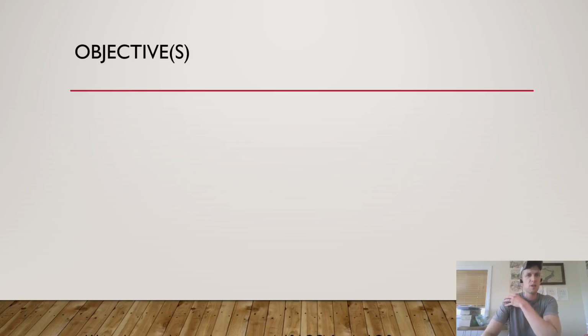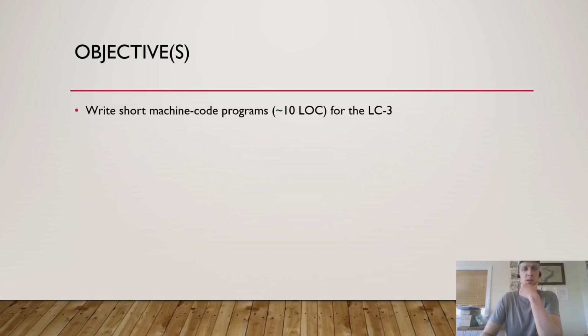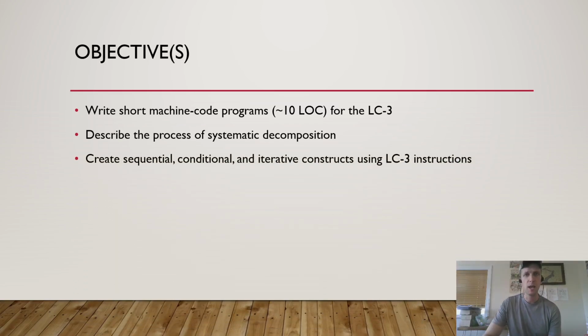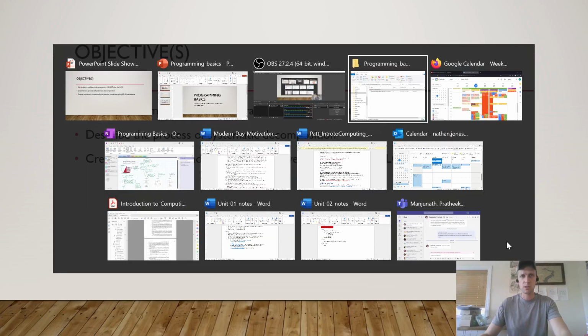Today, our objectives are threefold. We're going to ultimately give you the tools to be able to write short machine code programs for the LC3 that do semi-useful things. Along the way, we're going to describe the process of systematic decomposition, which will teach you how to take a problem statement and slowly break it down all the way into the machine instructions that you need to be able to solve that problem. And we're going to create sequential, conditional, and iterative constructs using LC3 instructions. So let's get started.